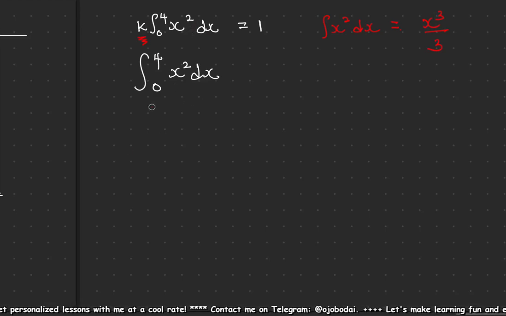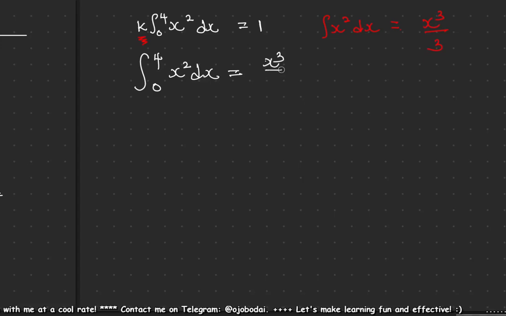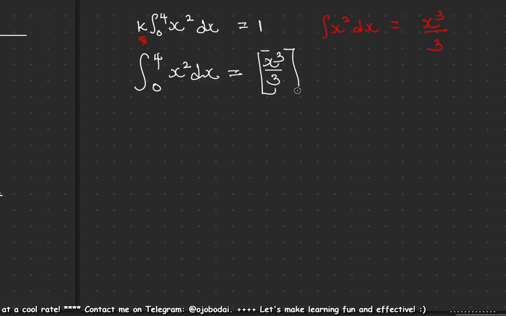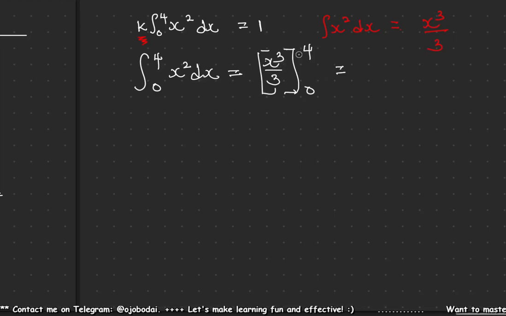So this integral that we are solving now gives us x cubed all over 3. Since we want to evaluate it over the limit, we're going to write x cubed over 3, then we put the limits over there, our upper and lower limit. This simply means wherever we see x, we should put what? 4 and then 0. Alright? So we start with the 4, the upper limit, minus the lower limit.